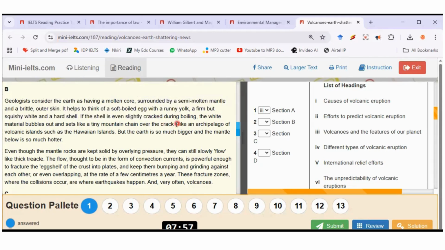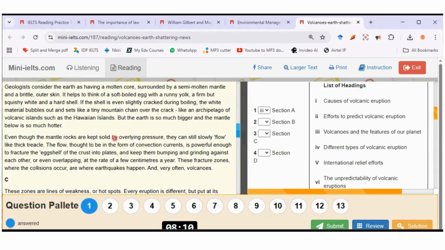Okay, that's how volcanoes happen, like an archipelago of volcanic islands such as the Hawaiian islands, but the earth is so much bigger and the mantle below is so much hotter. Even though the mantle rocks are kept solid by overlying pressure, they can still slowly flow like thick treacle. The flow, thought to be in the form of convection currents, is powerful enough to fracture the eggshell and the crust. They are describing how volcanoes happen here. That's what I'm saying here.